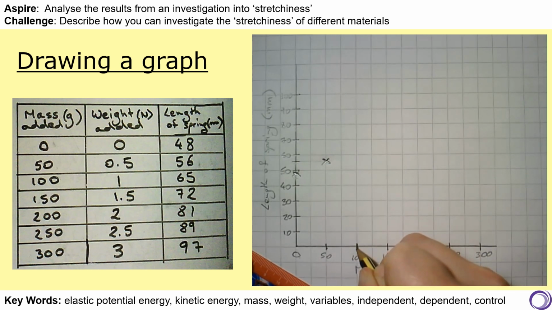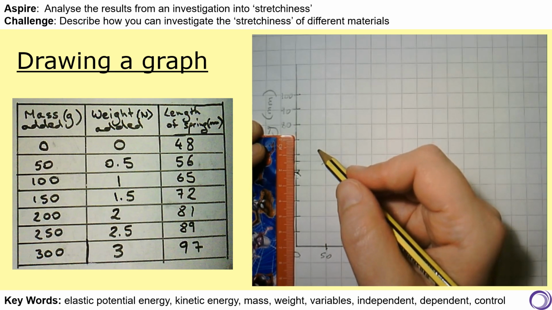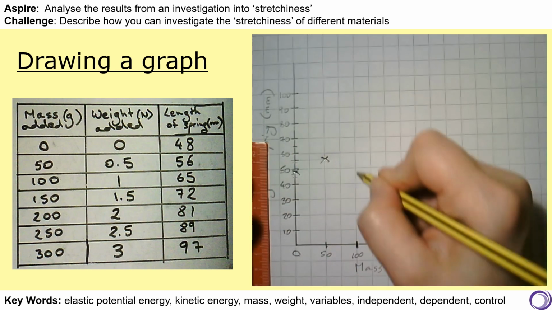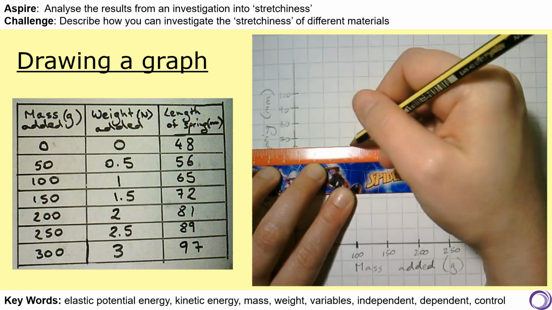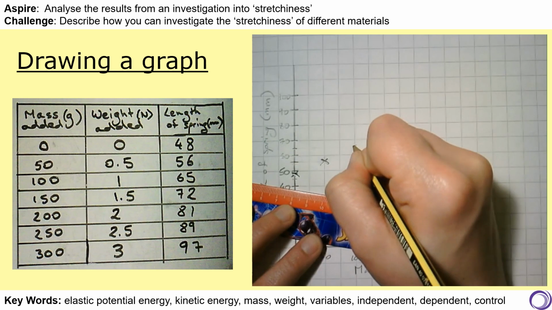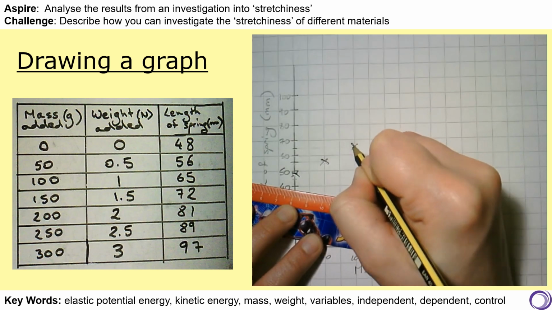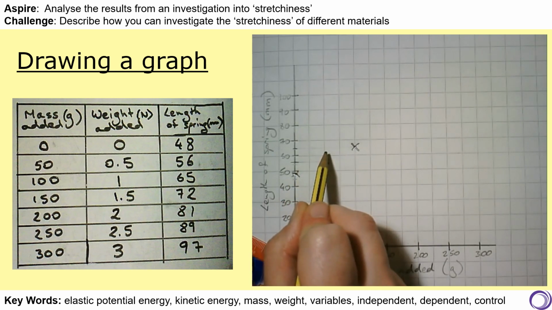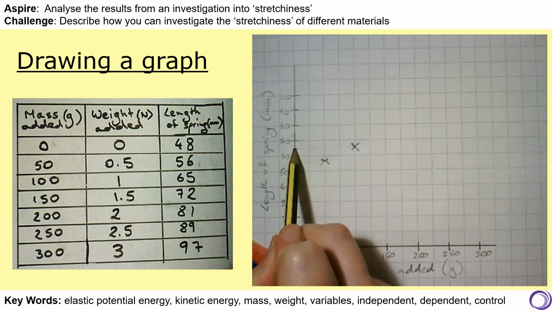So when I added 100 grams here, the length of the spring was 65 millimeters. So I can find halfway between 60 and 70 there. So that's 65, but that was over here. So I added there. If drawing these lines across is helpful to you, that's fine. Just make sure that you do them really light, really faint. We don't really like to see them in science. So you can do them in pencil and then rub them out, or just do them really faintly like I have done there. Okay, so there's my third point. That's 100 grams added, and my length was 65 millimeters.